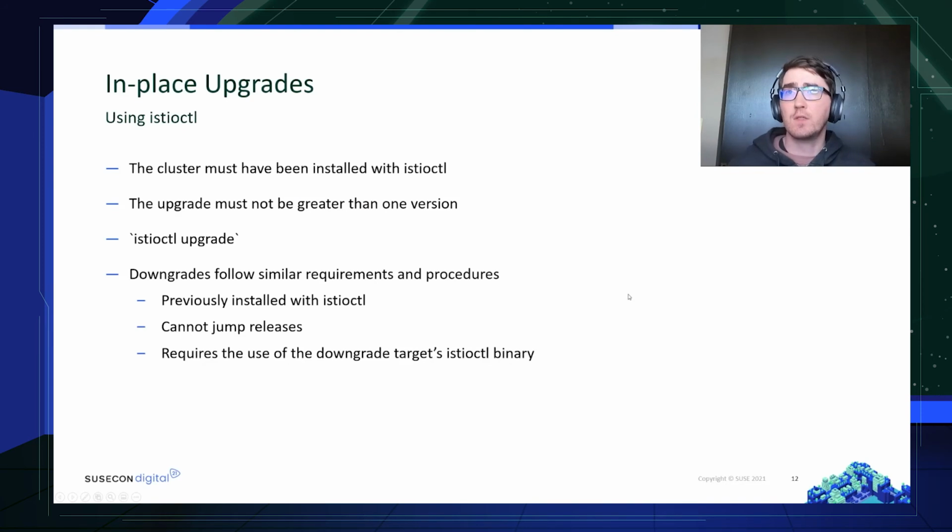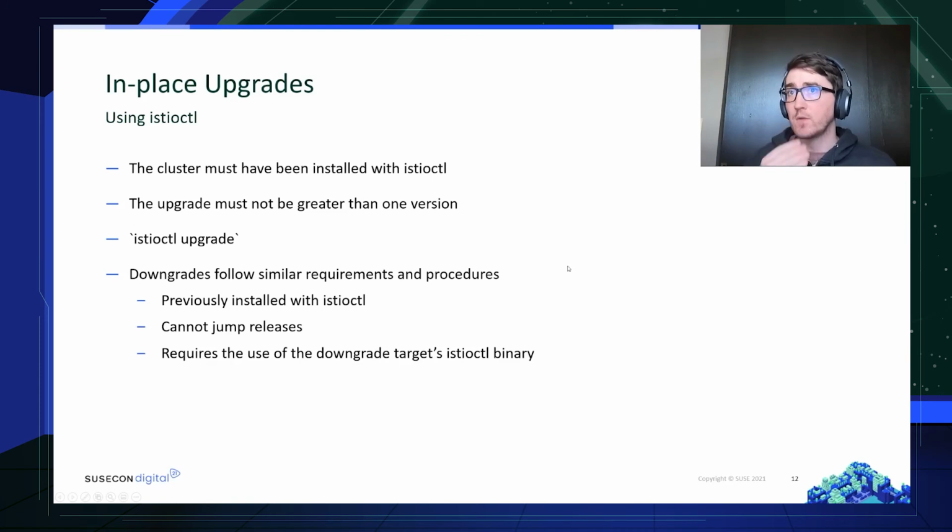The next section was in-place upgrades. If for some reason you can't run Canary Upgrades, you always have the ability to run in-place upgrades, so you don't need to do additional configuration outside of the cluster or remove and then bring it back up. The cluster has to be installed with istioctl. The upgrade must not be greater than one version. It's a basic istioctl command. It's istioctl upgrade. And then you also have the added benefit of being able to do downgrades.